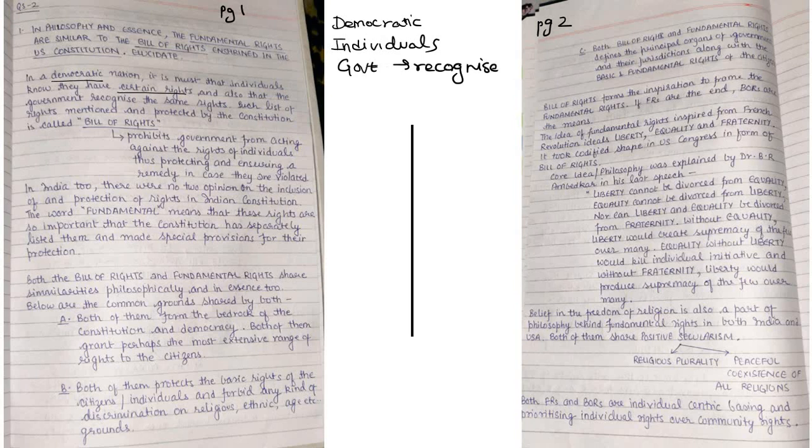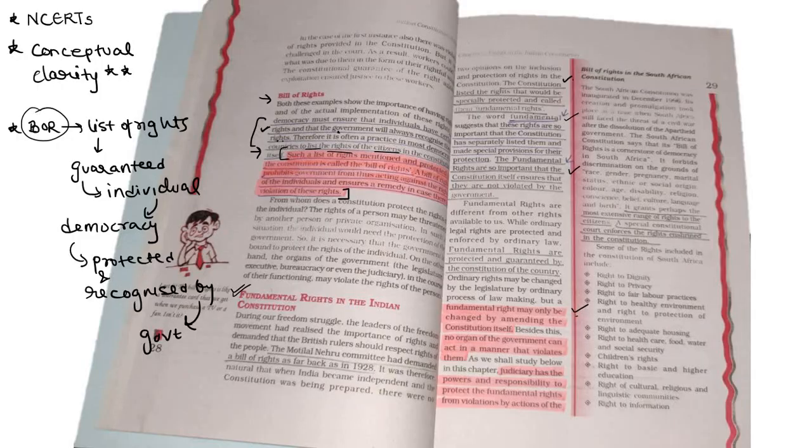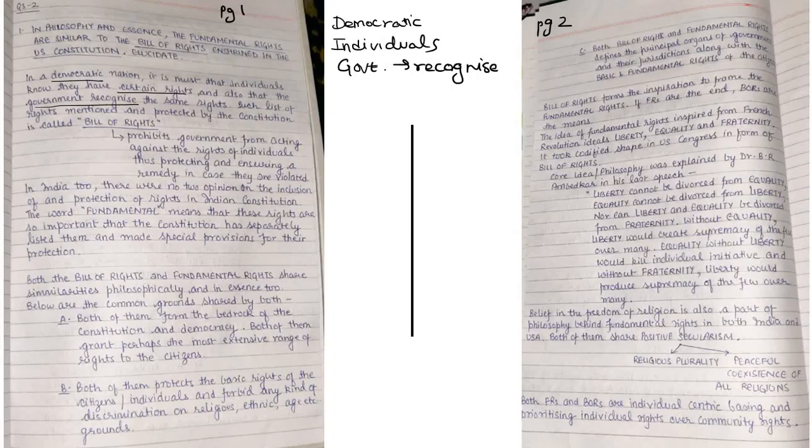If the government is not recognizing them, then how will they be protected? Okay, so this is common sense. In a democratic nation, it is a must that individuals know they have certain rights, and also that the government recognizes the same rights. Such a list of rights mentioned and protected by the Constitution is called the Bill of Rights. This is based on my understanding of the Bill of Rights from the class 11th NCERT.